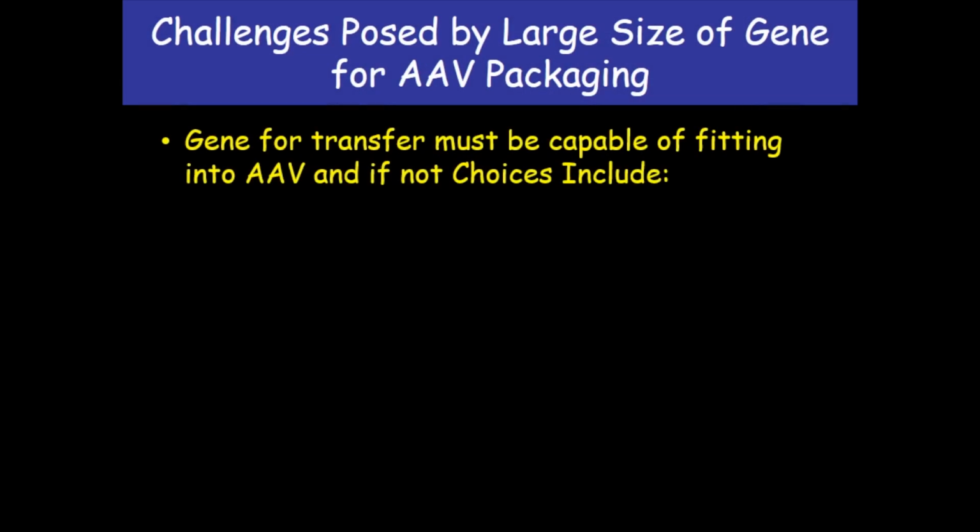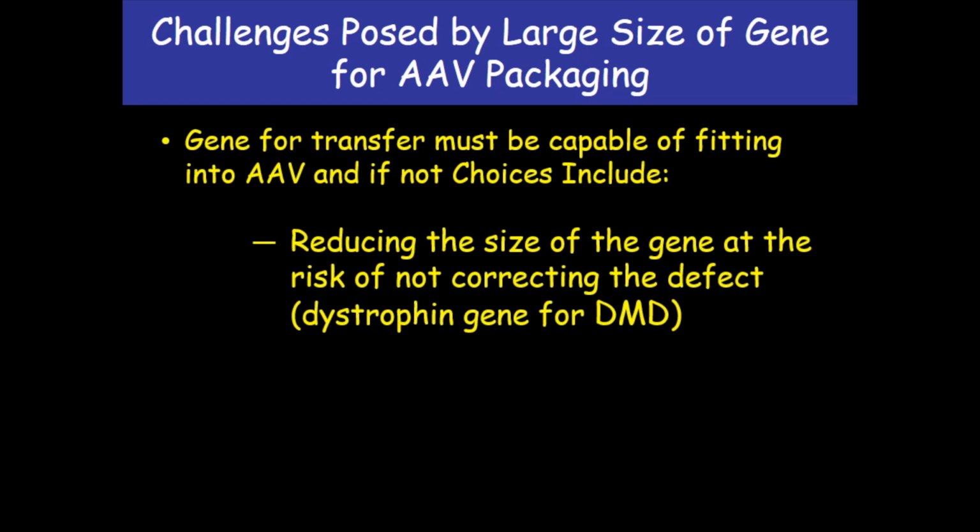So it was a great lesson to learn, and that's what we learned in the Duchenne study. Now, the next thing is to consider challenges posed by the large size of the gene, and this is where I want to bring it home to you in terms of dysferlin. And I could talk about Duchenne, but it's more important, I think, for you to see what we've done in dysferlin. Now, what are the ways of accommodating this? Genes for transfer must be capable of fitting into AAV. And what are our choices to make that happen?